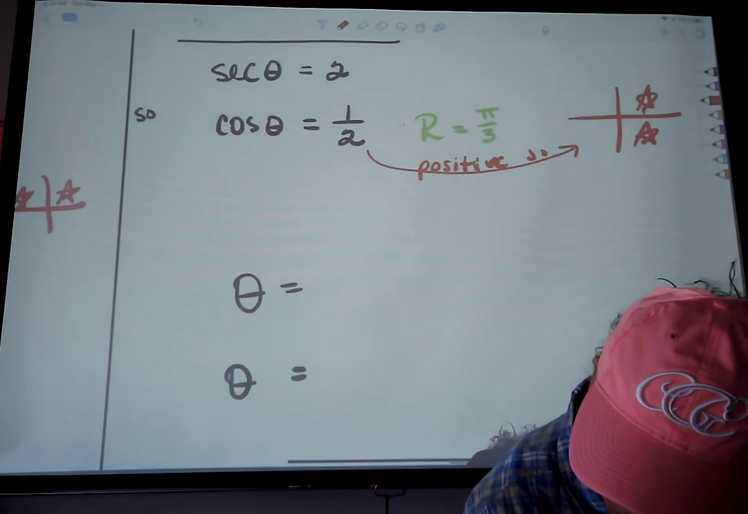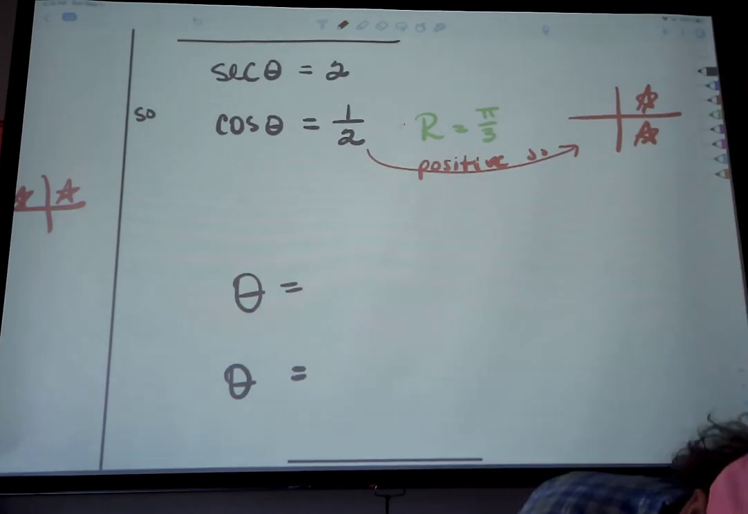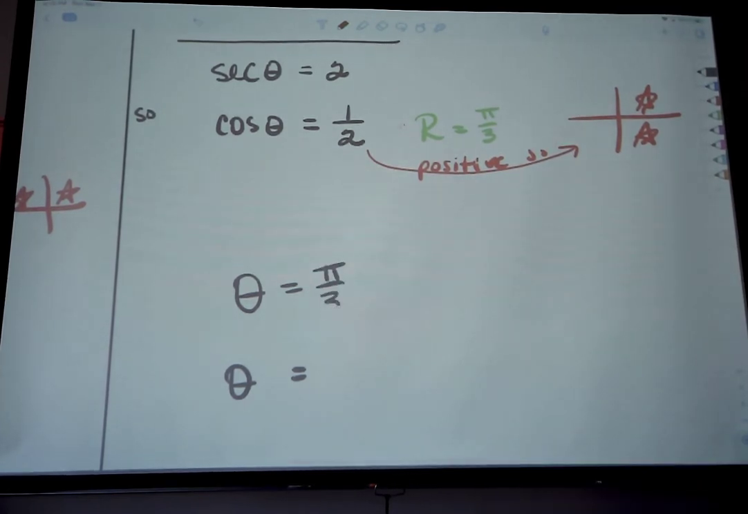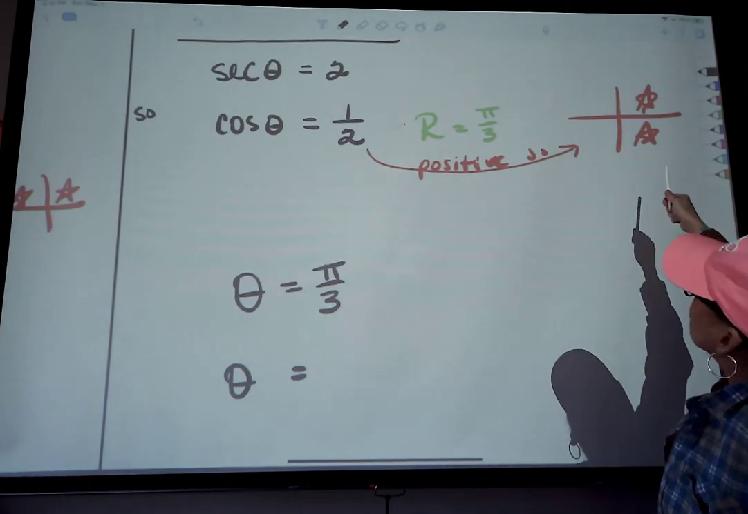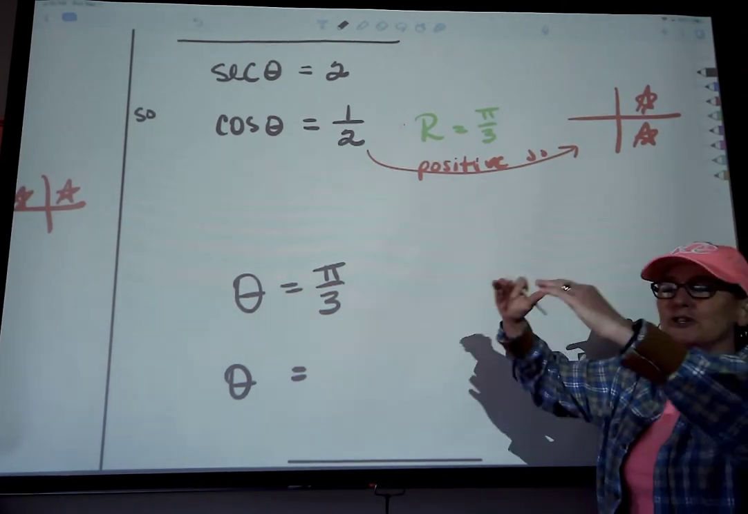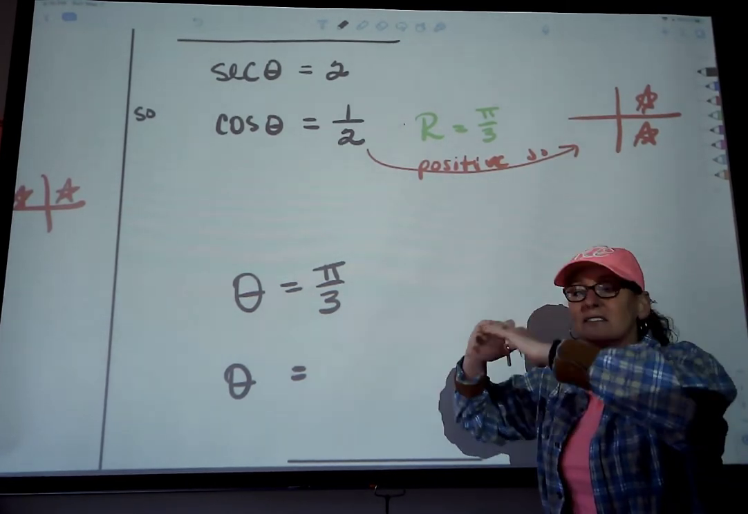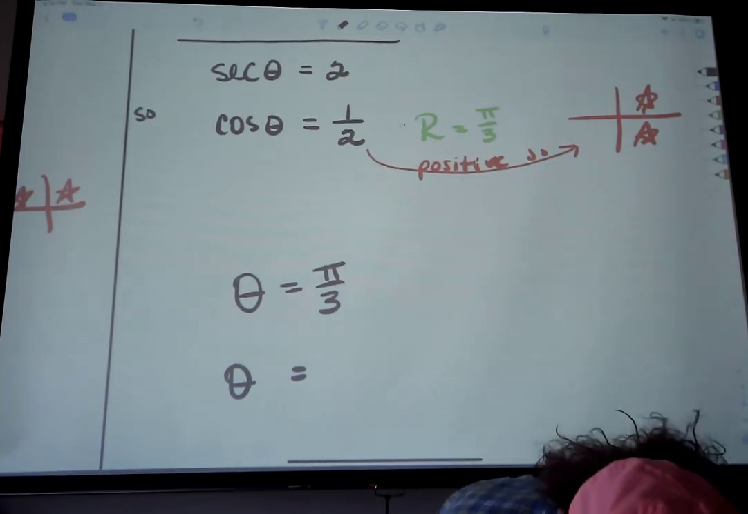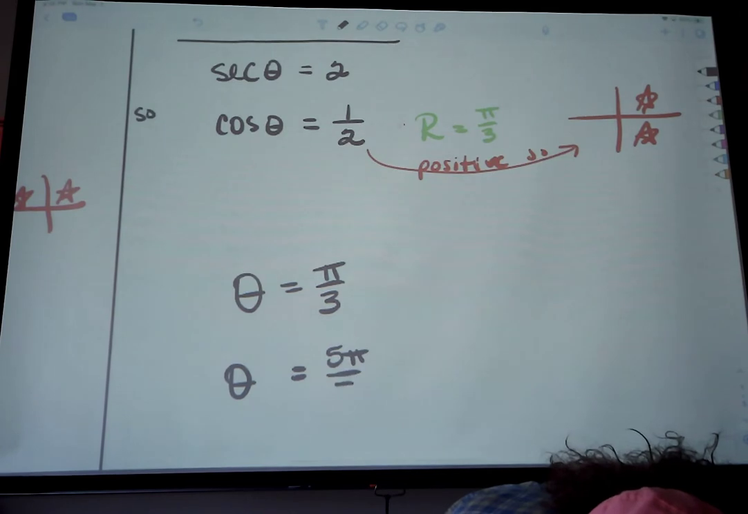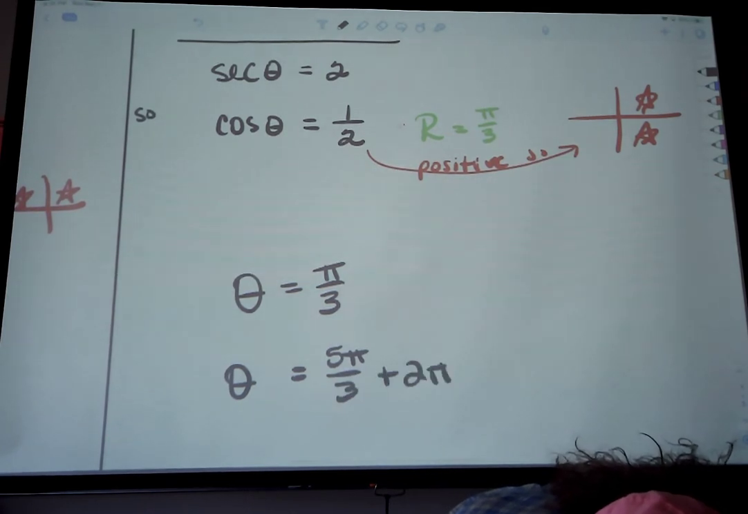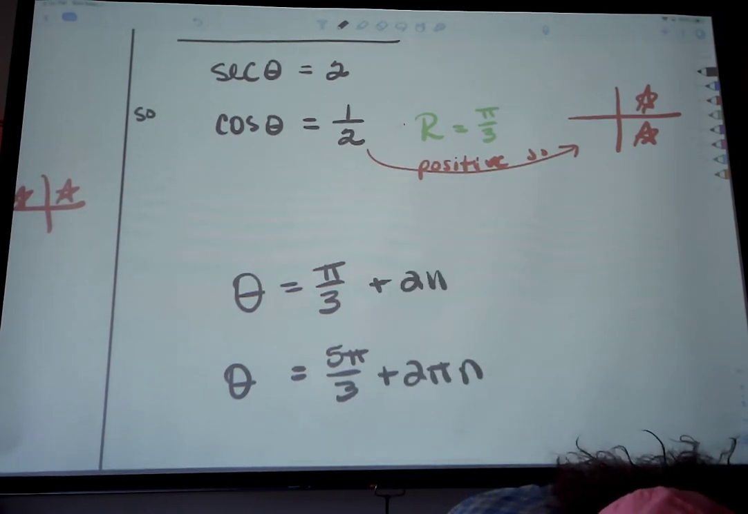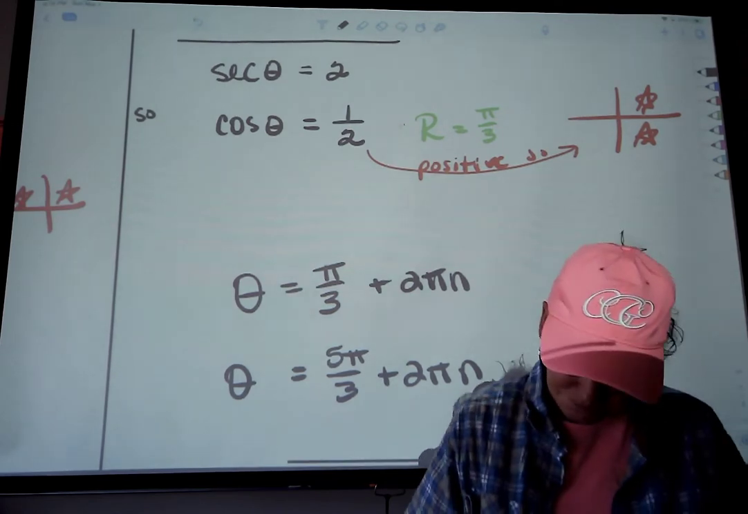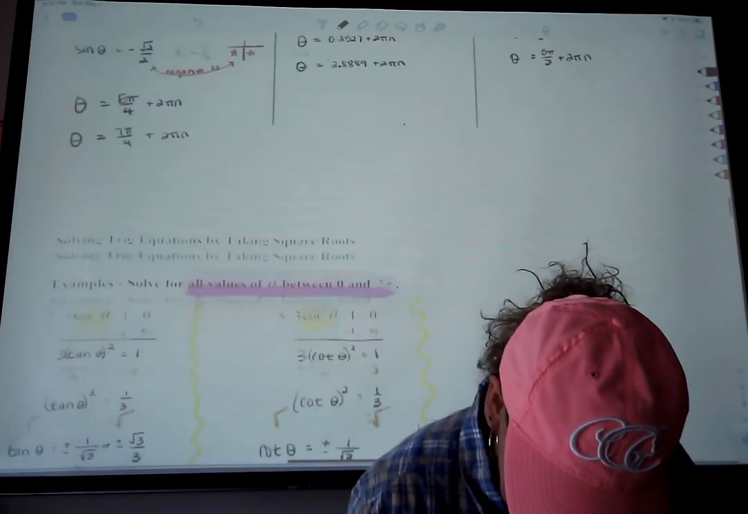Now let's answer the question. So theta in quadrant 1, well, that's easy. Theta in quadrant 4, all the way around would be 2 pi. All the way around would be 6 pi over 3. Don't go that far. 5 pi over 3. Plus your revolutions. Alrighty. On the back.